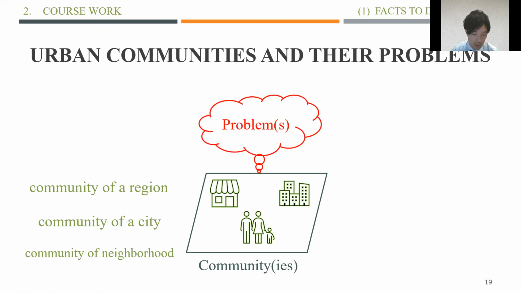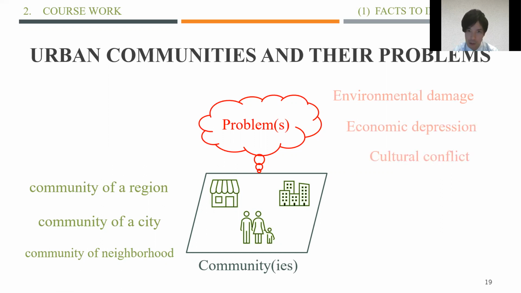Second, you need to think about its problems. Okay, you can pick up whatever problem out of the actual problems in the city. For example, it may be the damage on environment. It may be the depression in a community or economy. And it may be some cultural conflict in your community and so on. So anyway, there are many problems, but you should choose one of them. Okay, so this is the second element of your research.